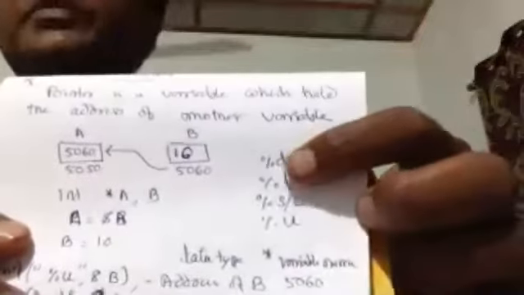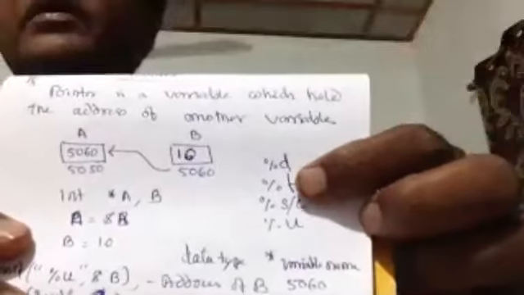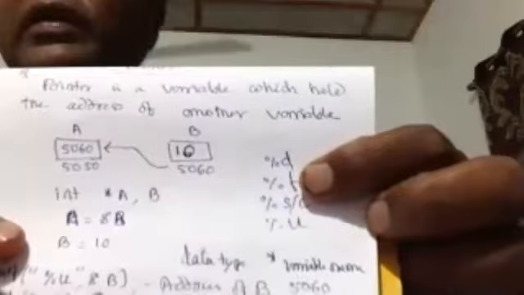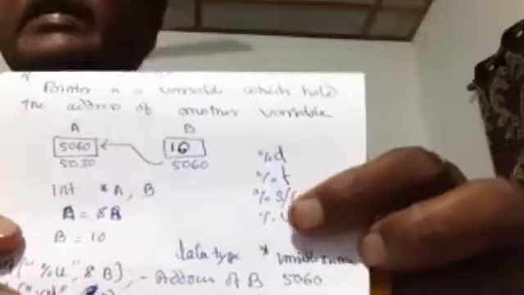So D is for integer, F is for float or real, C is for character, and U is for unsigned. Unsigned means there will be no sign, plus or minus. If you go for an integer value, you can go for either plus or minus. If you go for a floating point number, also minus and plus. But U stands for unsigned. Unsigned means it will be only for addresses.